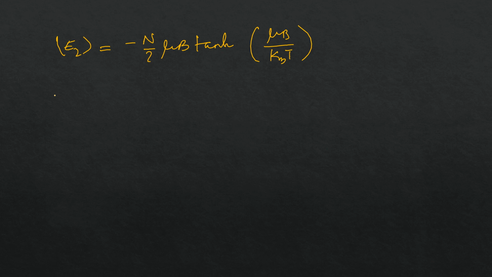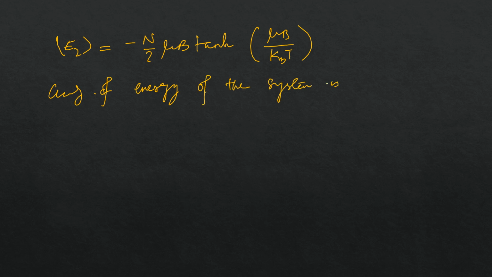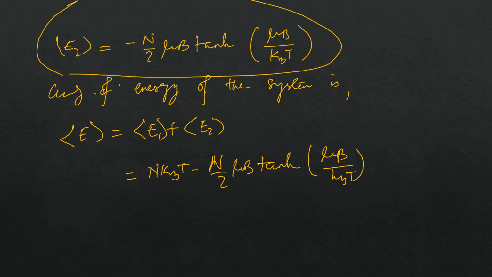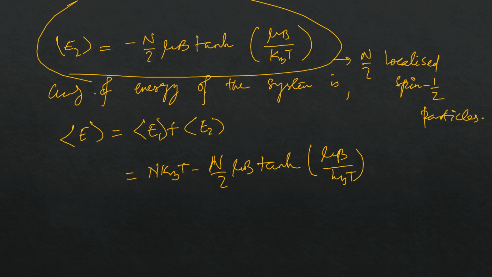The average energy of the system is just the addition of the two average energies: E is equal to E1 average plus E2 average, which is n by 2 k_B T minus n by 2 mu B tanh(mu B by k_B T). We have to remember this expression. This one is for n by 2 localized spin-half particles.